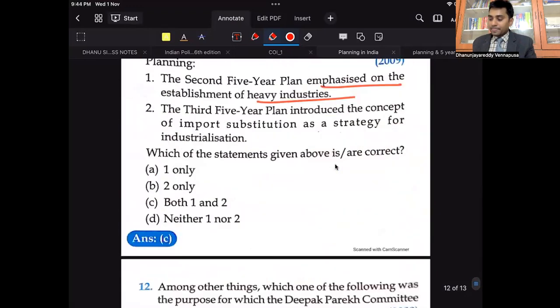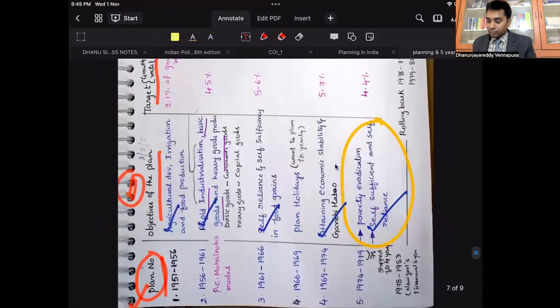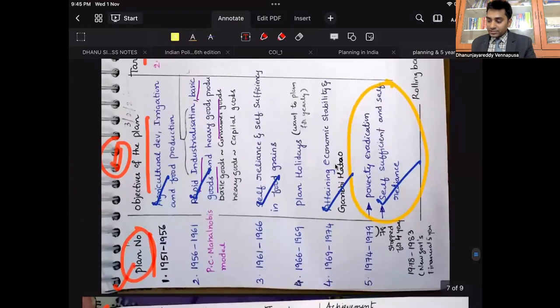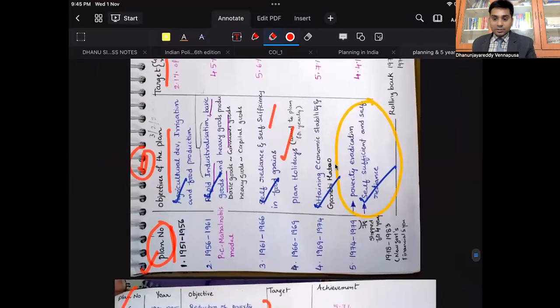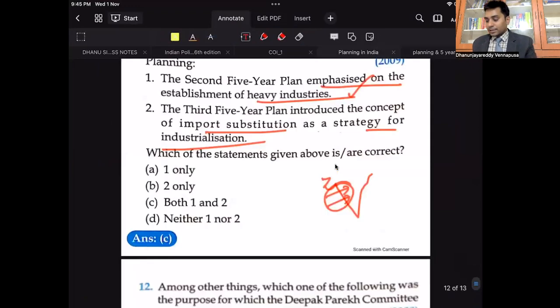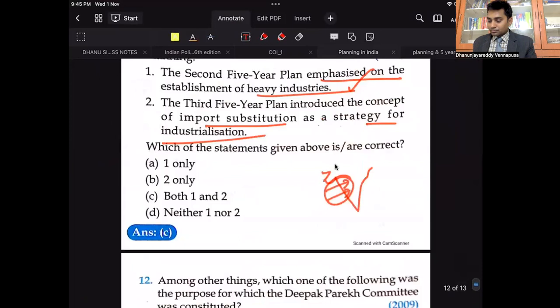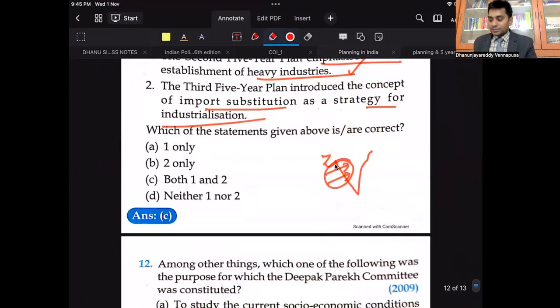Mahalanobis plan. The third 5-year plan introduced the concept of import substitution as a strategy of industrialization. So we focused in the third 5-year plan on not depending hugely on imports, because India by that point of time was a net importer of food grains. We wanted to have self-sufficiency in food grains in the third 5-year plan. Even if you look at the objectives that I have shared in the book, the third 5-year plan is speaking about self-reliance and self-sufficiency of food grains. This is the question. Obviously, that becomes the correct thing. So, both the statements are correct. This is again static part, guys.